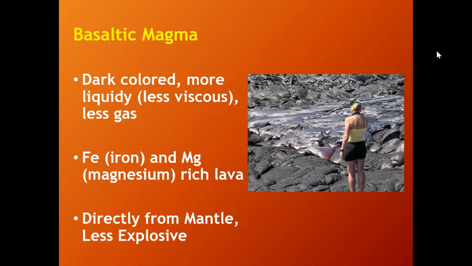There are a few different kinds of magma. There is so-called basaltic magma. And basaltic magma is usually dark colored because it's high in iron and magnesium. It's metal-rich magma. It's more dense because it comes from deeper in the mantle. Basaltic magma is mantle magma.